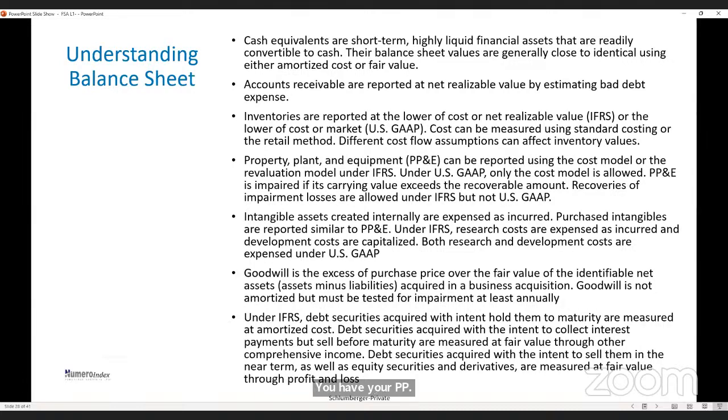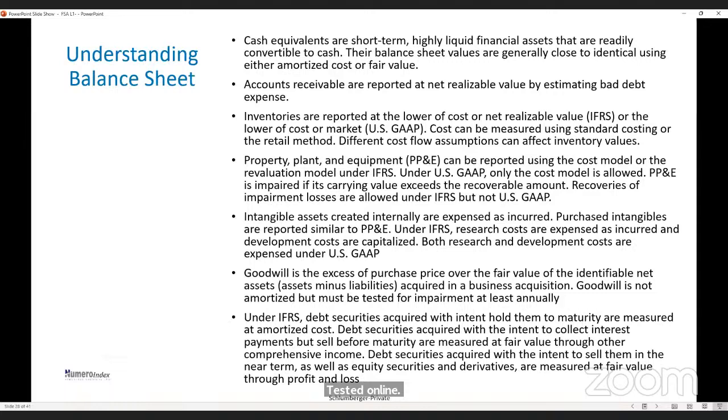Another thing you should understand is the difference between US GAAP and IFRS. Remember, when you are reporting your PPE, you can report under IFRS using the cost model, that is cost minus accumulated depreciation, to give your net carrying amount. Or you use your revaluation model where you can revalue your assets. That one is allowed under IFRS. But under US GAAP, what is allowed? Only the cost model. These are the things you'll be tested on. Only the cost model is allowed.